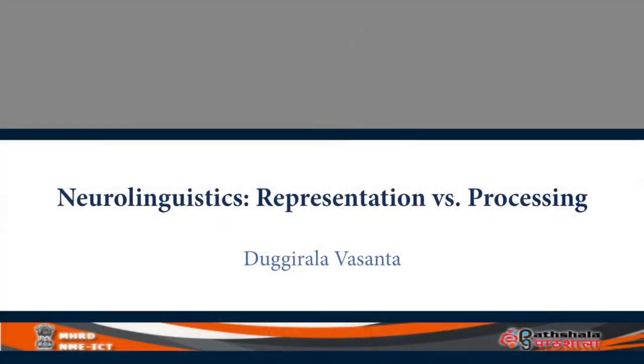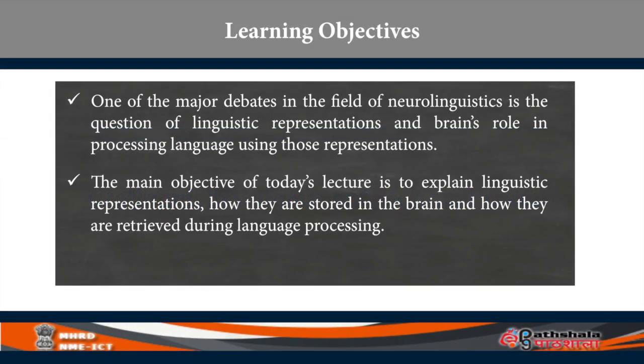My lecture relates to course number 10, Psychoneurolinguistics, module 19 on representation versus processing. The objective of this lecture is to talk about the question of linguistic representations and the brain's role in processing language using those representations. What I'll try to do in today's lecture is to explain what linguistic representations are and how they're stored in the brain and how they're retrieved during language processing.